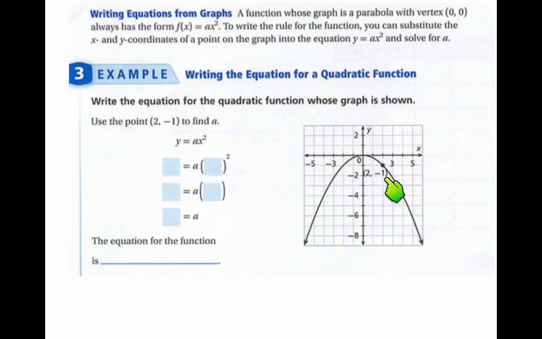So the point that I'm picking is the one that I'm given, 2, -1. And we're going to plug that in for y and x. So y is -1. I'll plug that in for y.